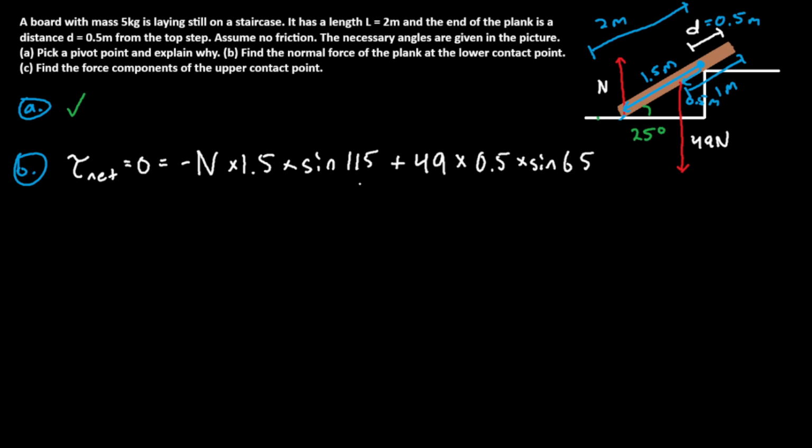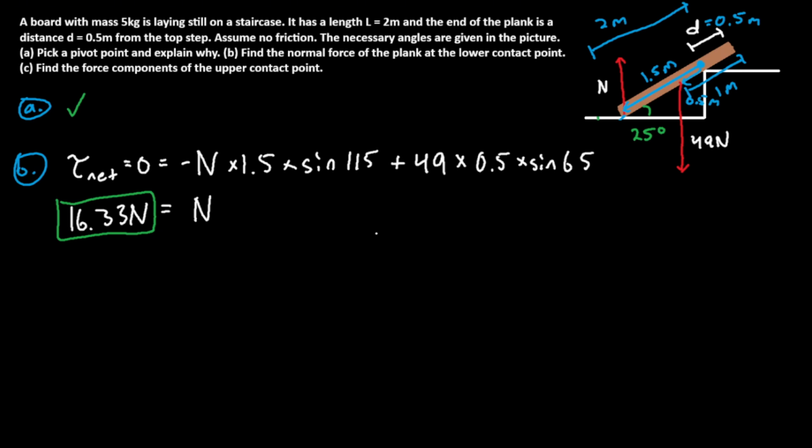So this problem just has one unresolved variable. We have a 0 and we have all the other numbers. So once you evaluate the normal force, you should get a normal force of 16.33 newtons. So your normal force is just 16.33 newtons. Okay, using this, we can find the force components of the upper contact point.